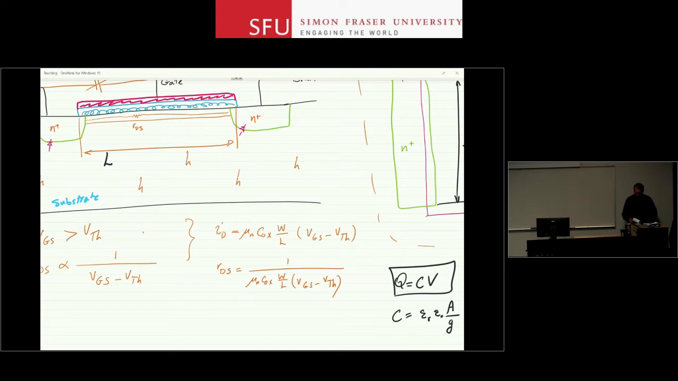It is normalized by area, so area is not important here. Epsilon naught is not important here. So there are two parameters that you can play with: the thickness of that layer, the distance between the electrodes, or the type of the material, which sets epsilon R. And there has been a lot of research in the microelectronic industry to optimize those two parameters.